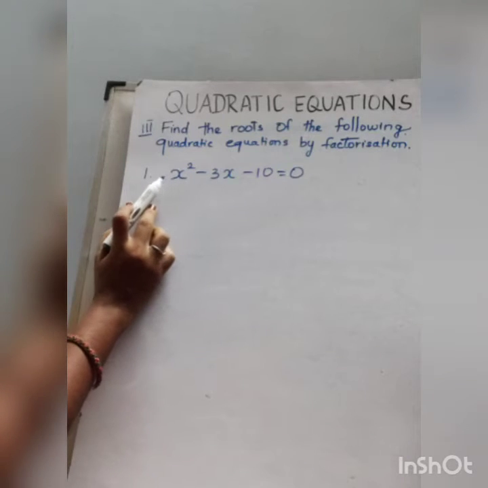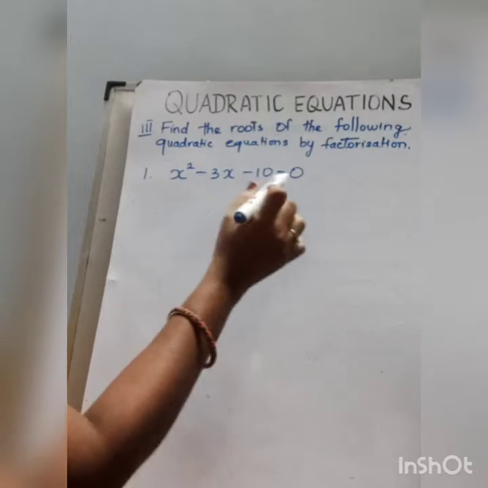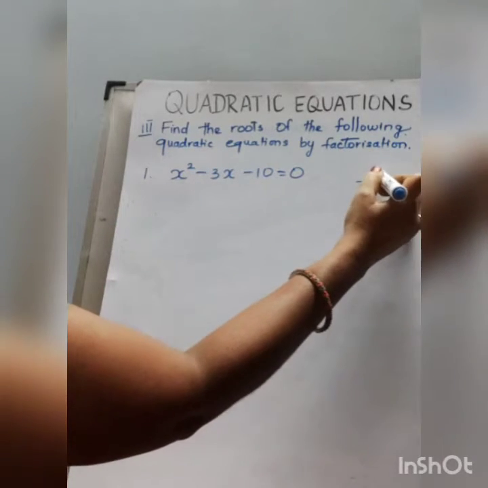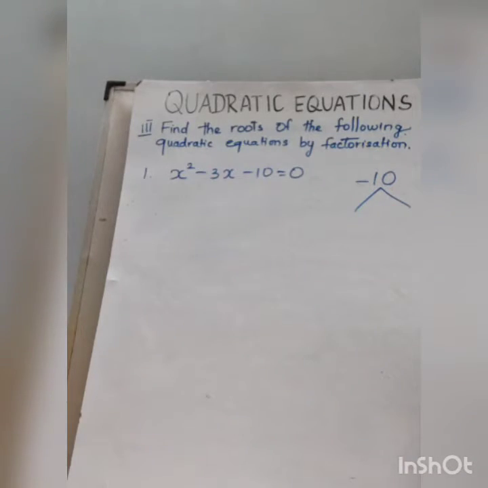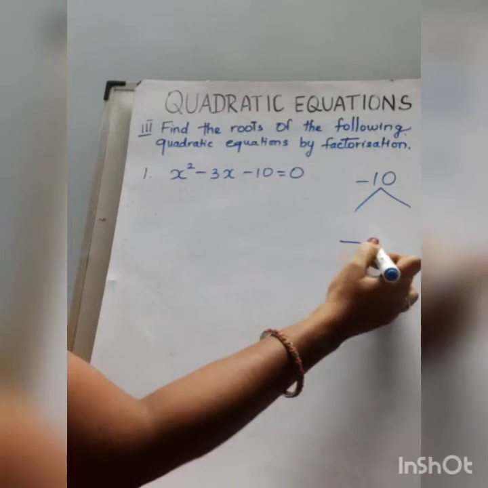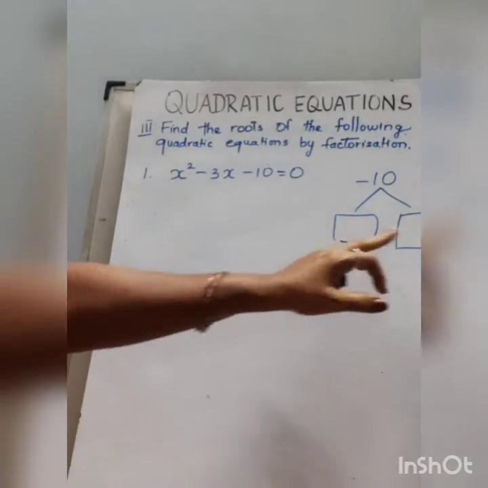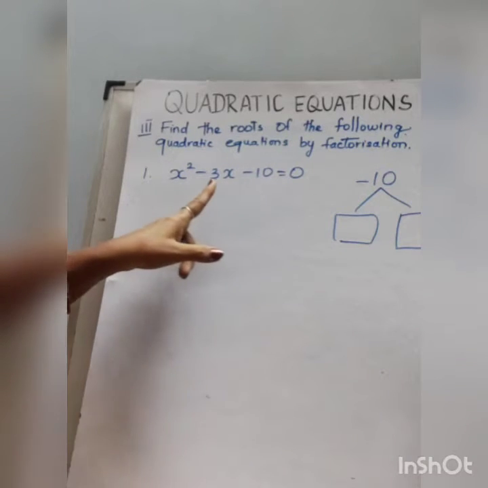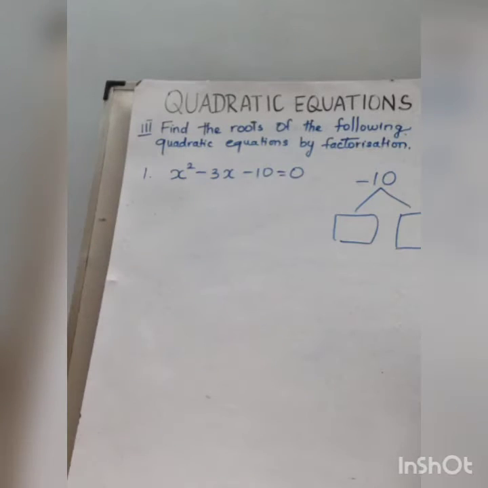Here the coefficient of x square is 1 and the constant term is minus 10. So 1 into minus 10 is minus 10. I'm going to split the term minus 10 into two terms whose product must be minus 10 and whose sum should be minus 3.